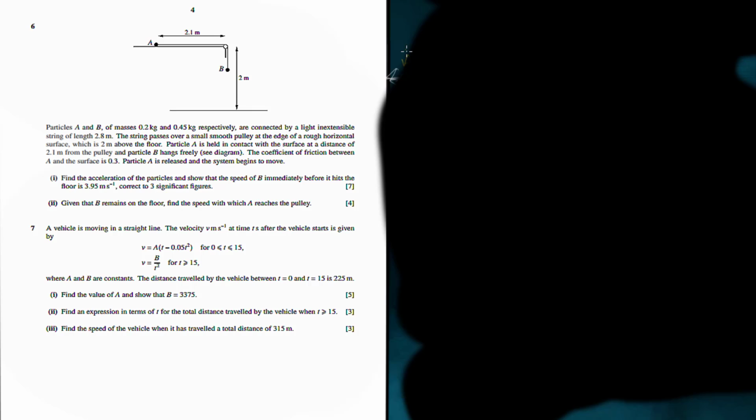Last but not the least, question number 7. The vehicle is moving in a straight line. The equation for velocity is given: v is equal to a times t minus 0.5 t squared between 0 and 15, and the equation for v is given as b over t squared for t greater than 15.